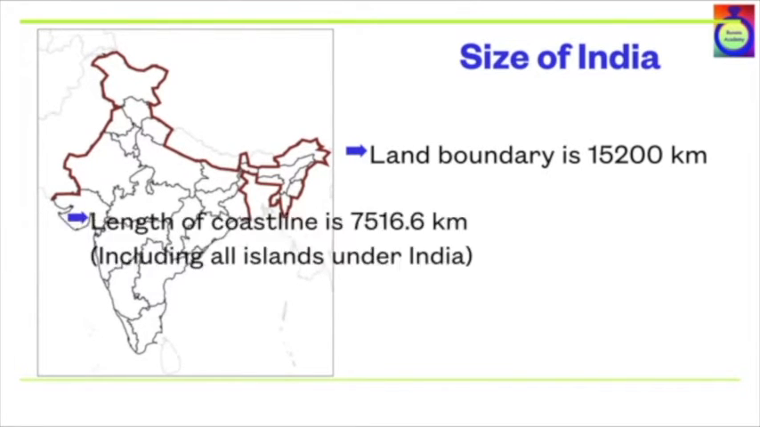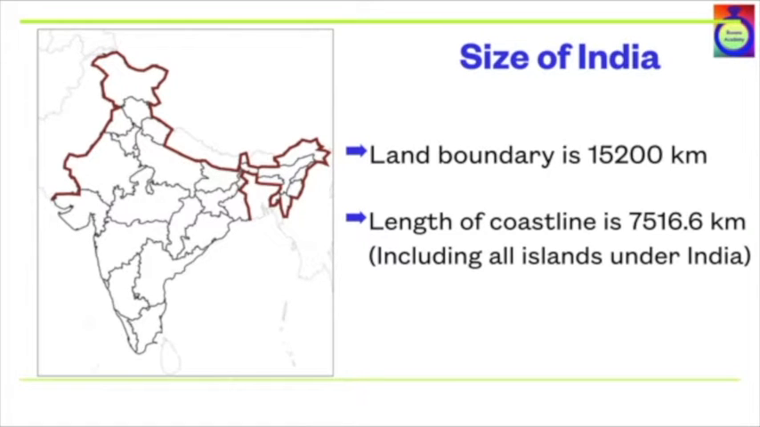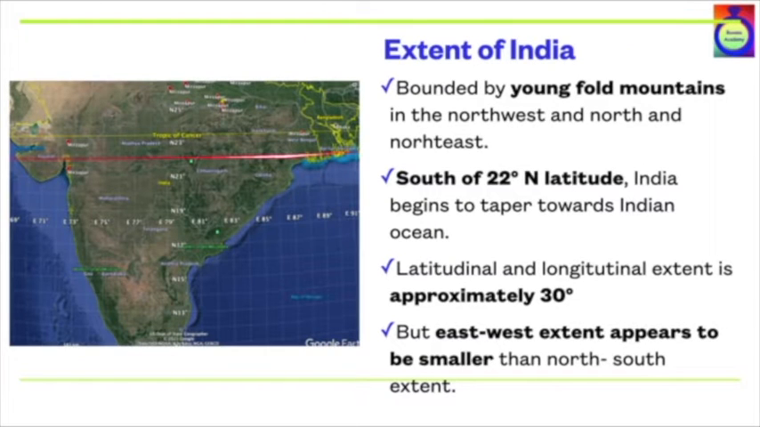The next is the length of the coastline. The length of the coastline including all islands under India is 7,516.6 kilometer. Now, the extent of India, you have to learn. India is bounded by young fold mountains in the north, northwest, and northeast, the Himalayas.